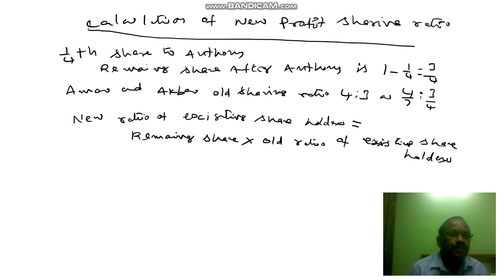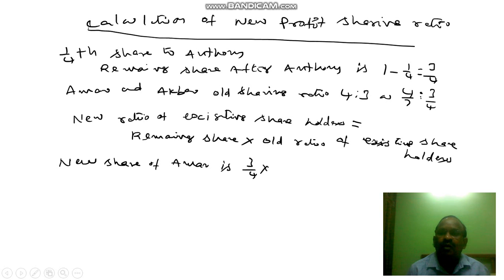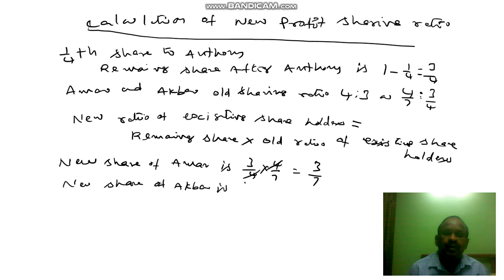Here the new share of Amar is the remaining share, 3/4, into the old ratio, 4/7, which is 3/7. New share of Akbar is 3/4 into 3/7, which is equal to 9/28.